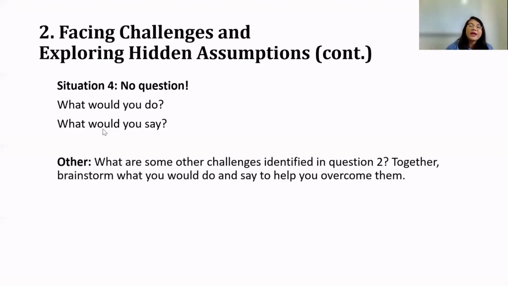And the last one will be, what are some other challenges identified in question 2? Together, brainstorm what you would do and say to help you overcome them. So after answering what you would do and what you would say, can you add another strategy to overcome or maybe prevent that kind of situation from happening again in your class?